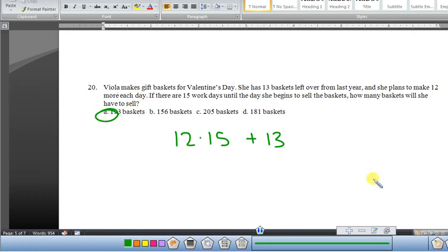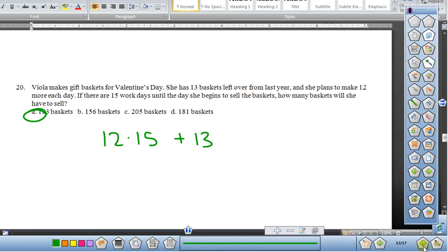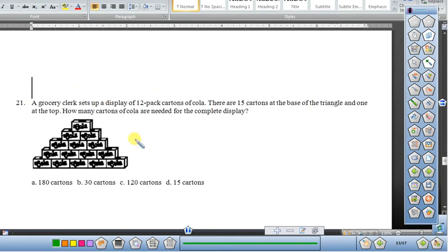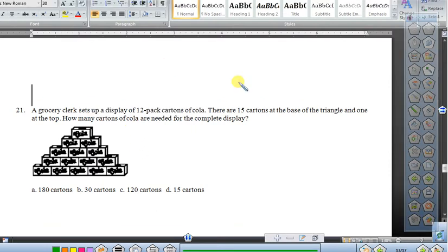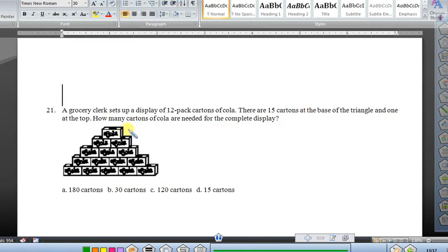I doubt you'll see one like this on the test. It's just not as good as some of these other questions. This one we kind of did in class, similar one. We have a situation where we're stacking up cartons of soft drink, starting with a base of 15 and all the way up to 1 at the top.